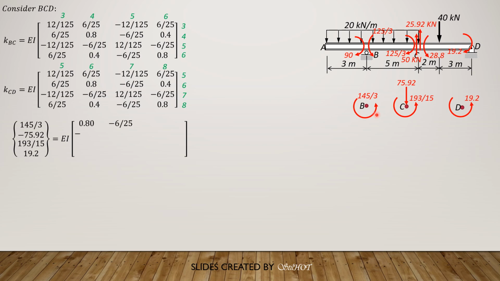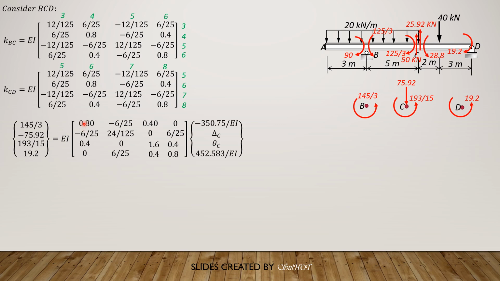For the nodal forces, we have 4: 145 over 3. 5: negative 75.92. 6: positive 193 over 15. Then 8: positive 19.2. Then EI. So let's put the numbers first: 4, 5, 6, 8, then vertically 4, 5, 6, 8.